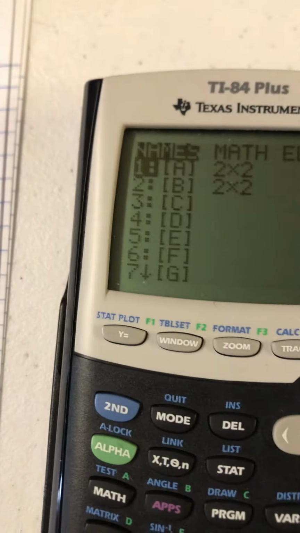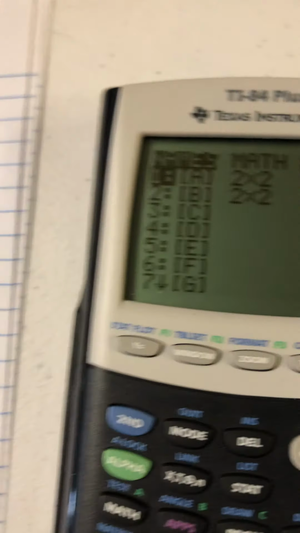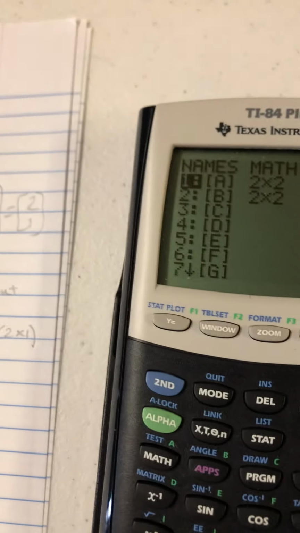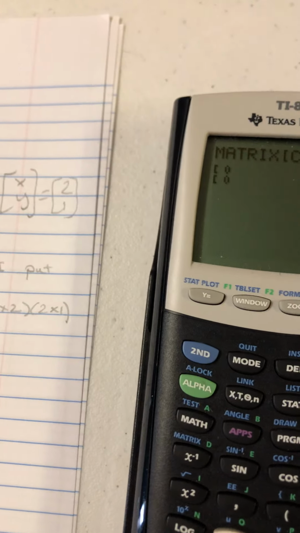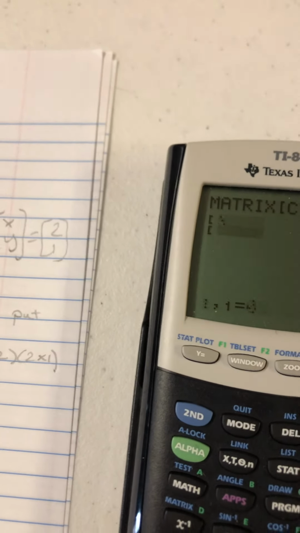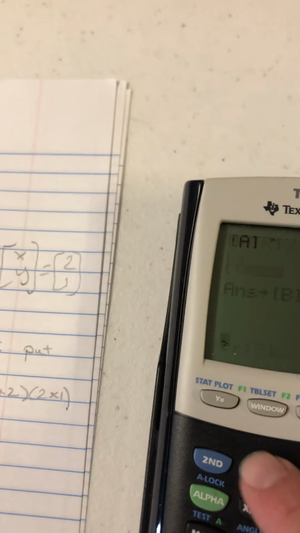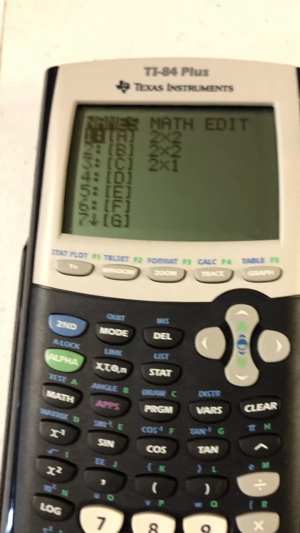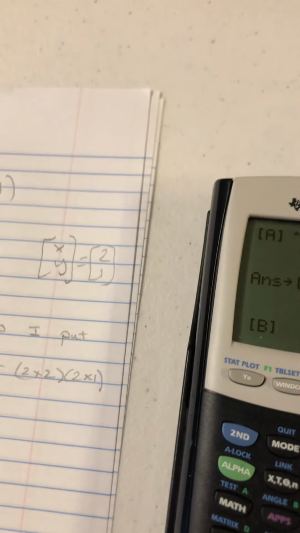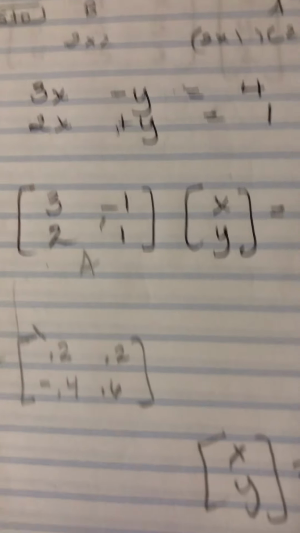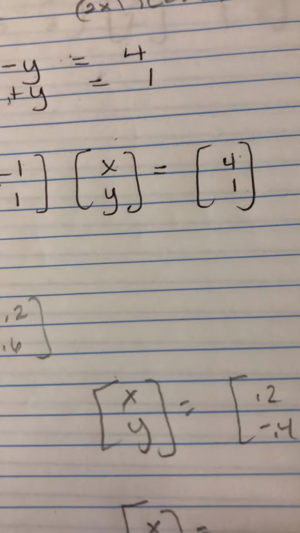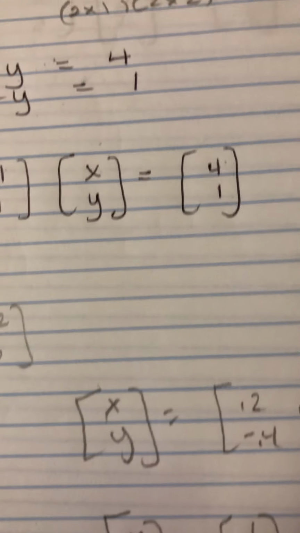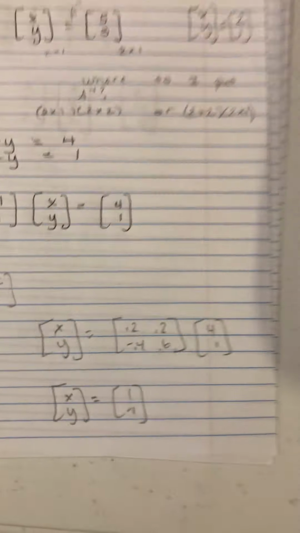So second matrix, let's put that in matrix C. And that's going to be a 2 by 1 matrix. So we're going to enter here 4 and 1. And now get out of here, and we're going to select matrix B times matrix C, and that'll give us our answer. So x, y was equal to 1, -1. Neat, isn't it?